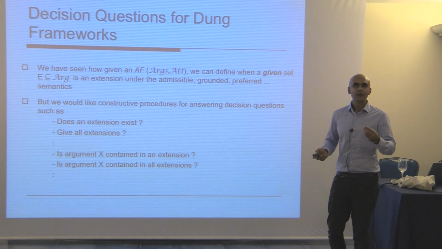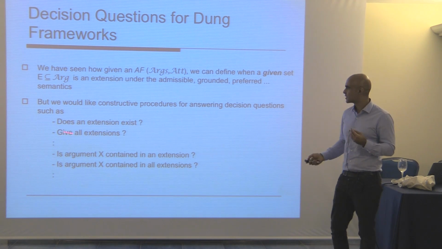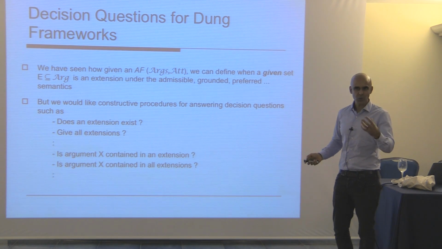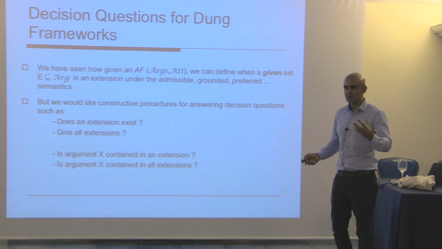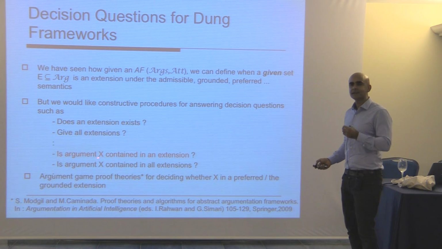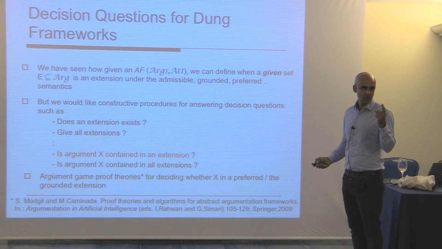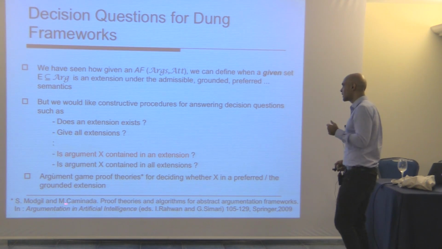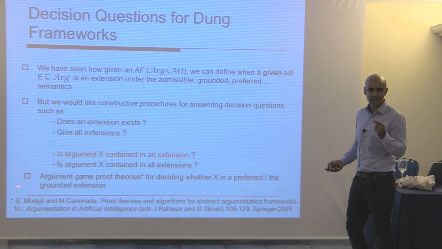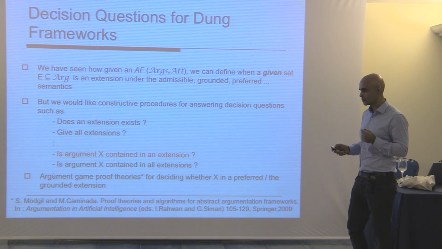But of course, there are particular decision questions we want to ask, like, does an extension exist, or give all extensions, for which we need algorithmic procedures, right? We need to be able to answer these questions. And in particular, the question I'm going to focus on now: is an argument X contained in an extension? To answer this, we can employ argument game proof theories for deciding whether X is in a given extension, say the grounded extension.